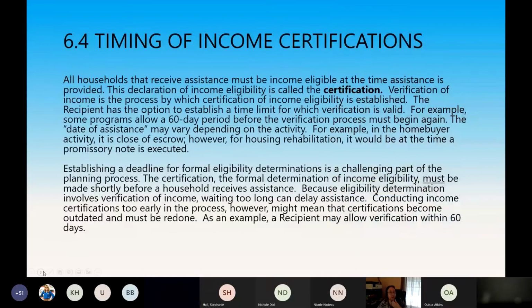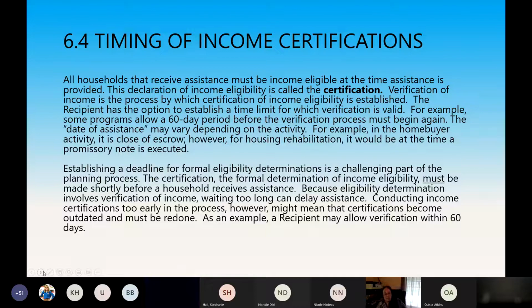So, the timing of your income certifications. Households that receive assistance have to be income eligible at the time the assistance is provided. So I kind of went through this. Some programs allow a 60-day period.